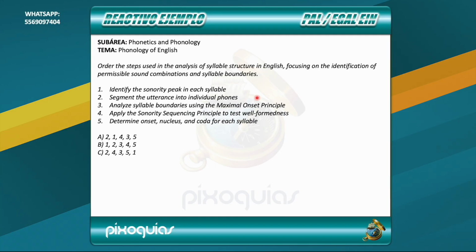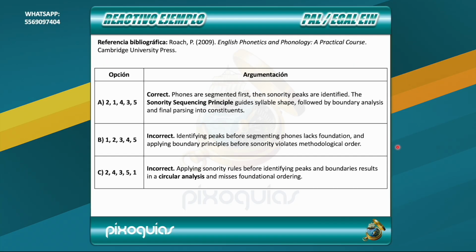This example is from the topic Phonology of English. Order the steps used in the analysis of syllable structure in English, focusing on the identification of permissible sound combinations and syllable boundaries. The correct answer is A. This is 2, 1, 4, 3, 5.